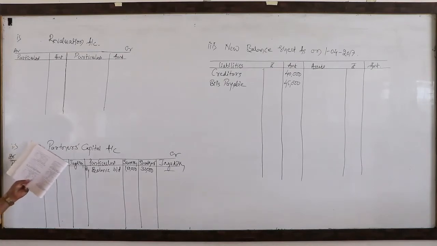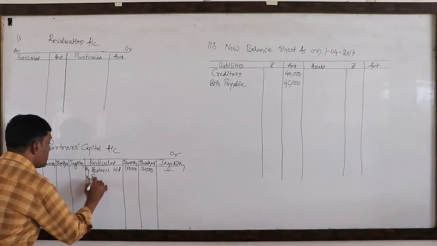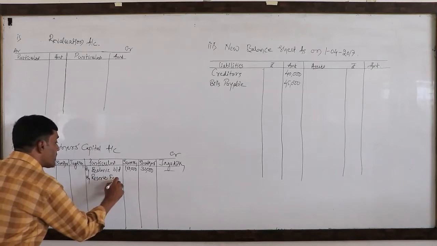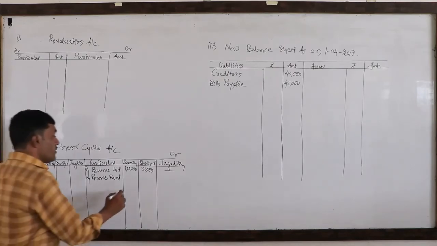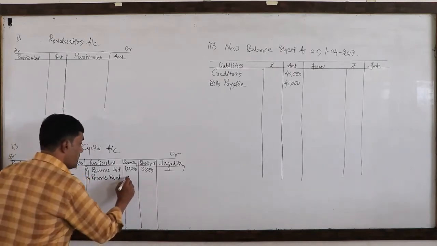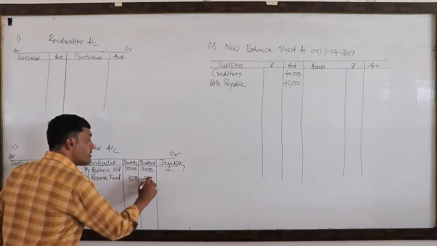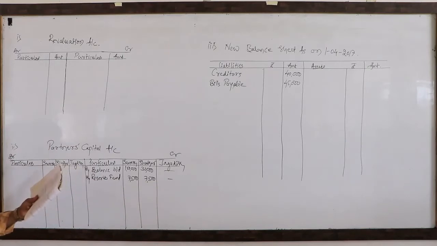Now I need to distribute the reserve fund. Keep in mind, the old partners are equal partners. The total reserve fund is 15,000. We need to distribute this 15,000 equally, so 7,500, 7,500.